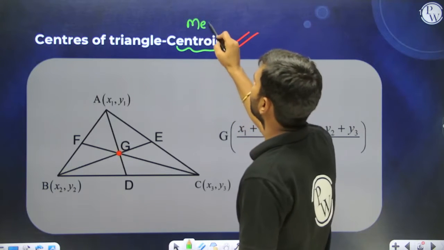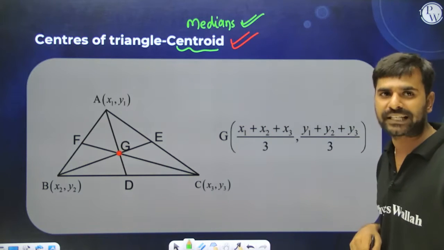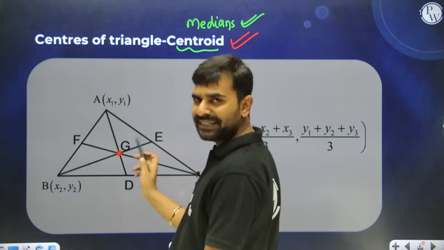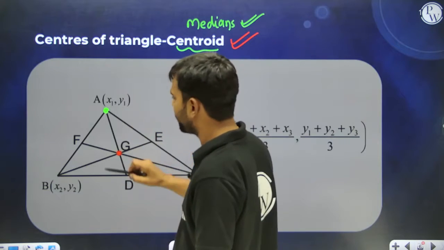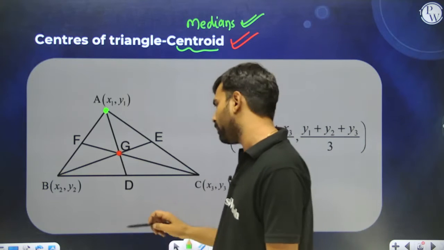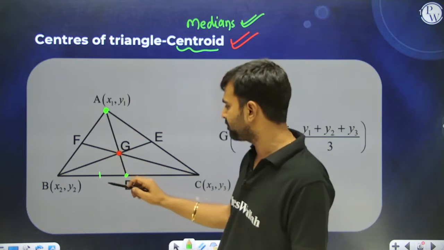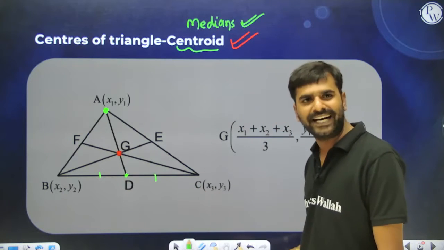Median is something which originates from one of the vertices and divides the opposite side in equal ratio. So let's say ABC is a triangle. Now the median is going to originate from A, and the opposite side, that is BC, will be divided into 2 equal parts. So if I am saying that BC is divided into 2 equal parts, it means BD is equal to DC. That's why I am calling AD a median.